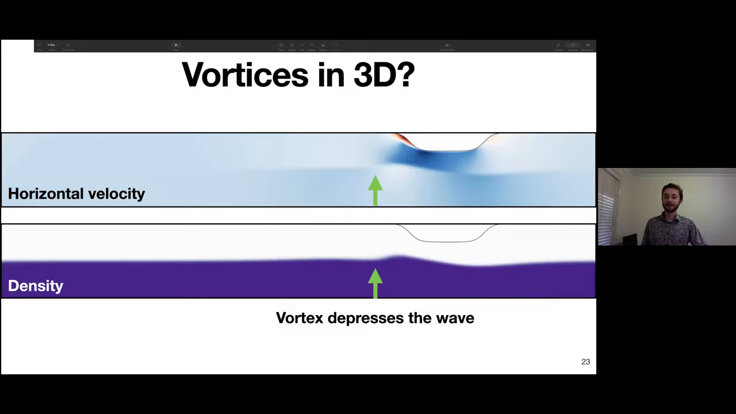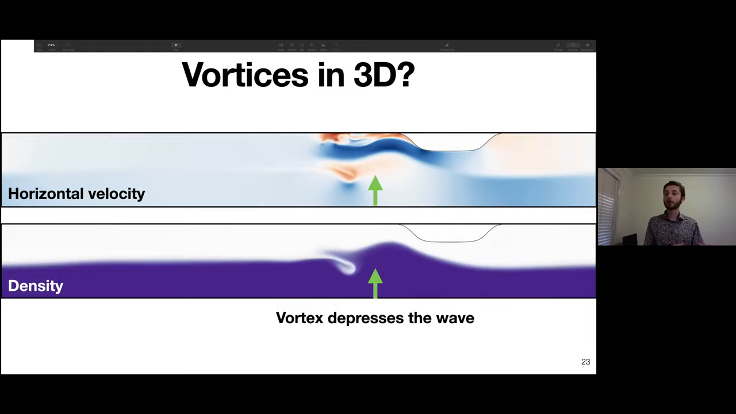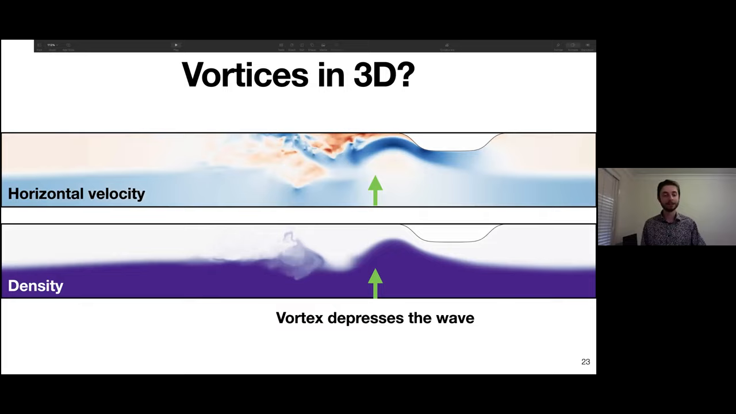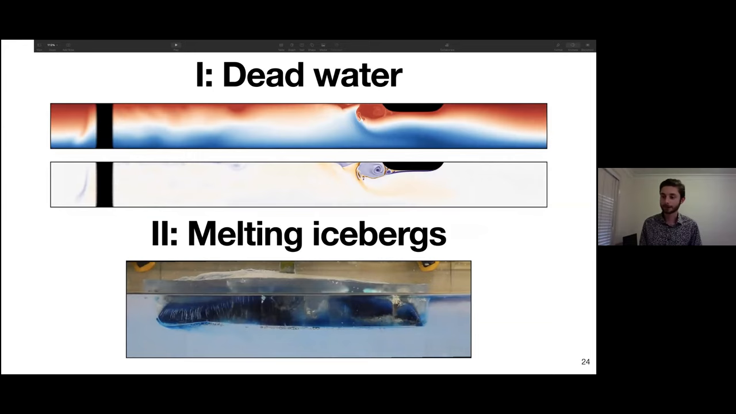Point is, dead water: we can use these methods to identify a new aspect of the dead water phenomenon, which is that vortices play an important role. And that might even be a helpful way of trying to get out of dead water. So there we go. That was application number one. Now for application number two. I'm going to talk now about melting icebergs.